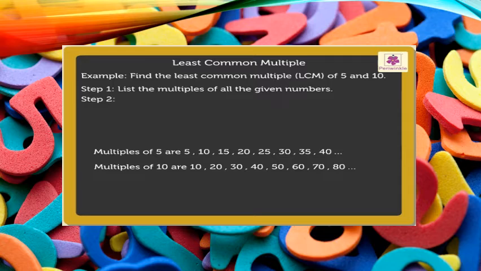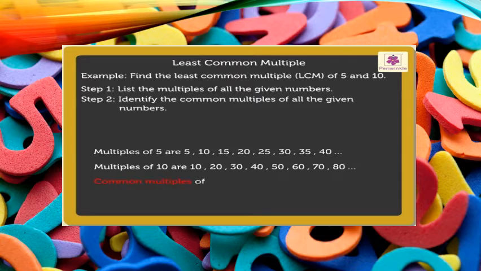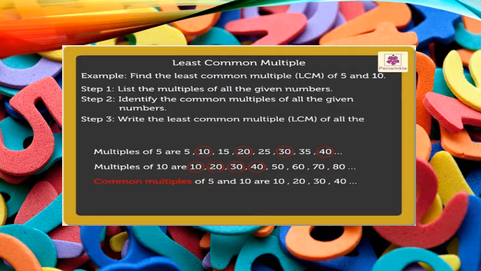Step 2. Identify the common multiples of all the given numbers. The common multiples of 5 and 10 are 10, 20, 30, 40, and so on. Step 3. Write the least common multiple of all the given numbers. Here, the least common multiple is 10. Thus, LCM is 10, which is the smallest of the common multiples.